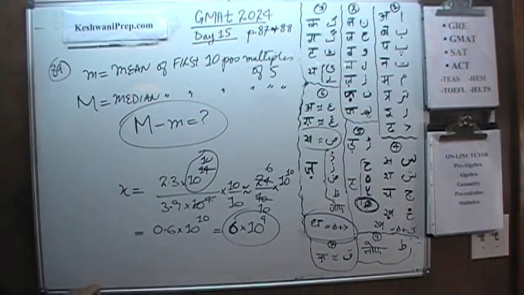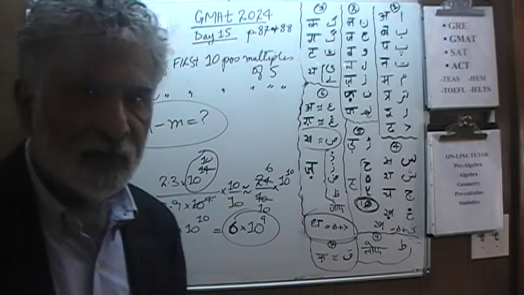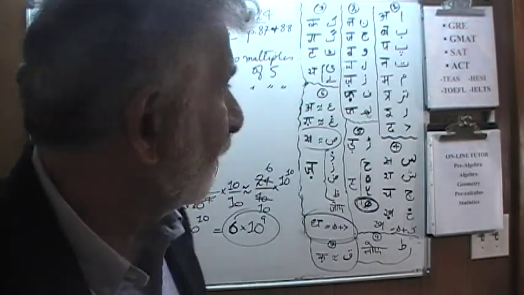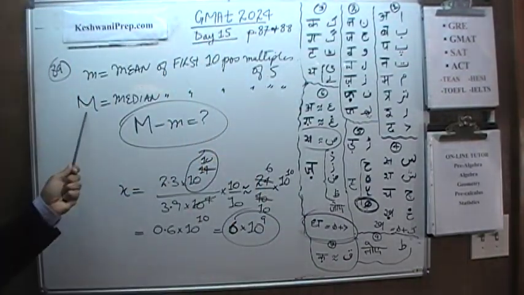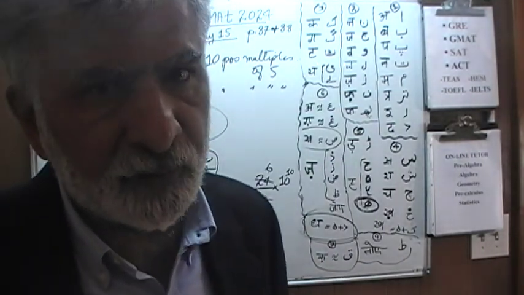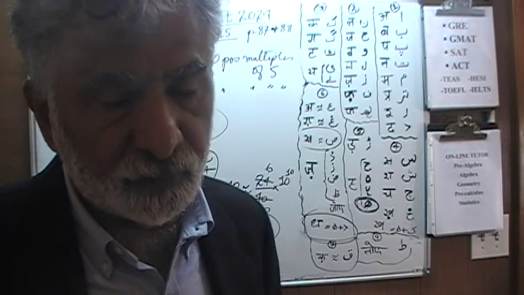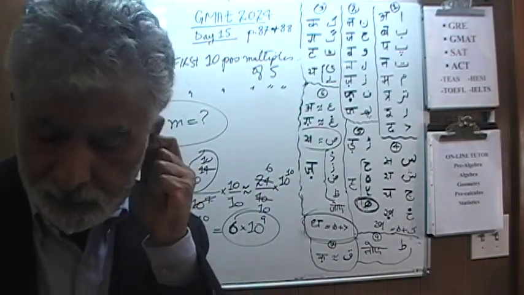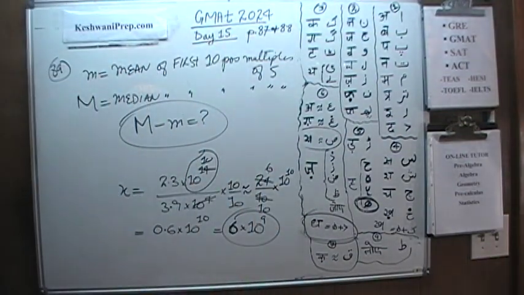One more time. The small m represents the mean of the first 10 positive multiples of 5. Capital M represents the median of the first 10 positive multiples of 5. The question is, what is the difference between the mean and the median? Go ahead with yourself.